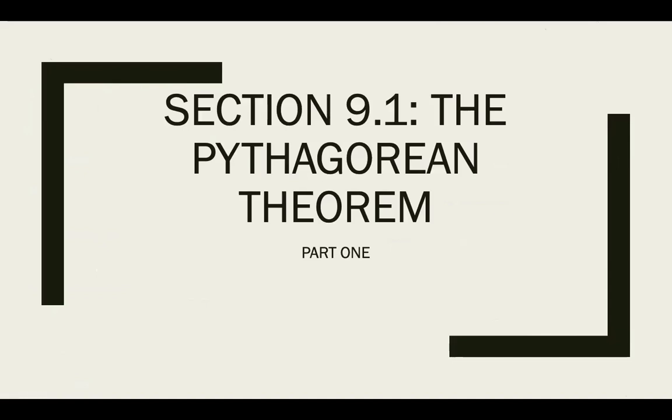This is video number 1 for chapter 9, section 1, which is about the Pythagorean theorem. First off, we are going to talk about what the Pythagorean theorem is. I'm guessing most of you have at least heard of it before. Some of you may have used it before. And the Pythagorean theorem works specifically with right triangles.